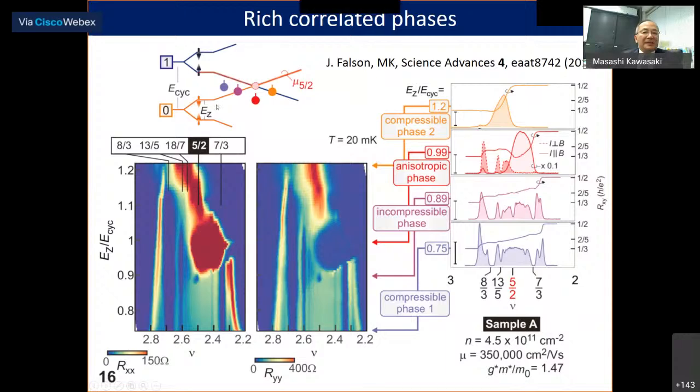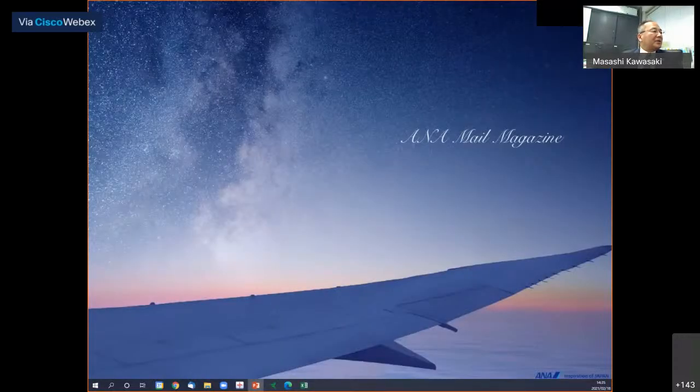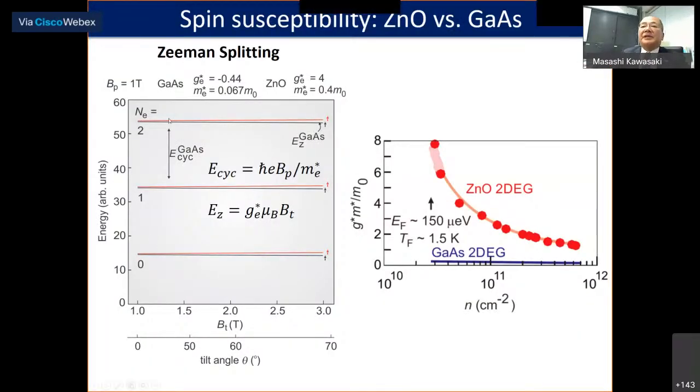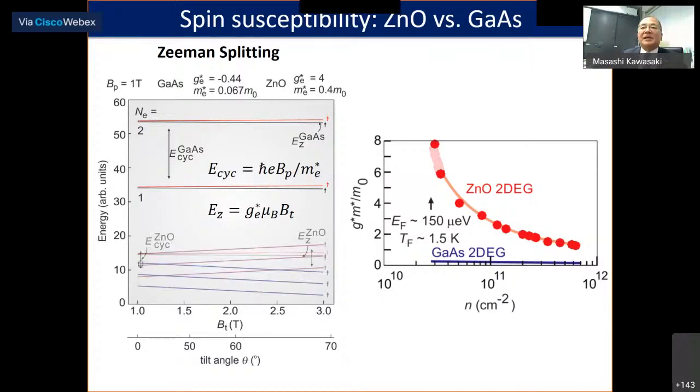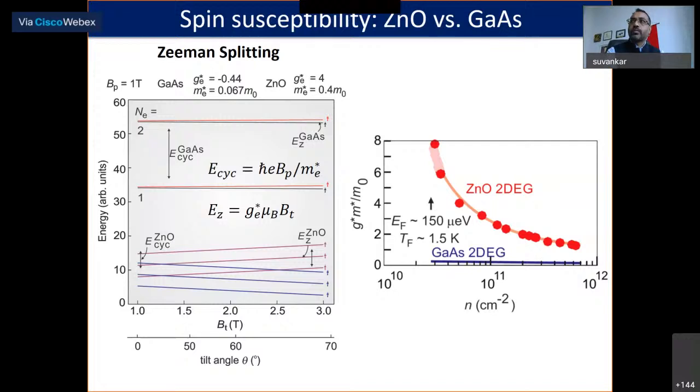And that is a very interesting thing for this zinc oxide, because, as I told you, in the case of gallium arsenide, the cyclotron energy is big, but the Zeeman energy is quite small. So you cannot enjoy Zeeman physics. But in the case of zinc oxide, since cyclotron energy and Zeeman energy are comparable, if you change the tilt angle, you see these levels crossing. And that's why we observe even denominator states. So this is one thing, right?